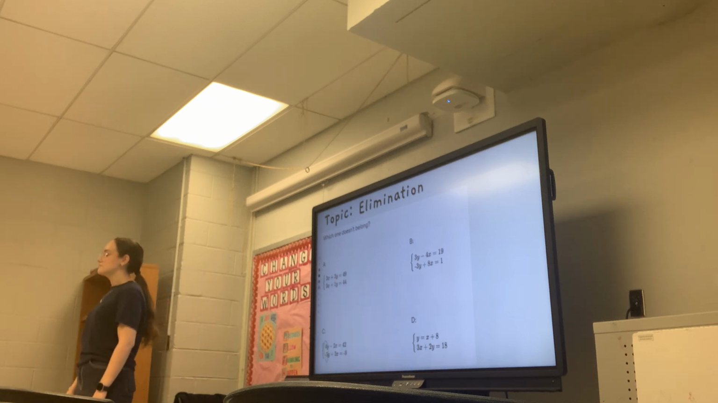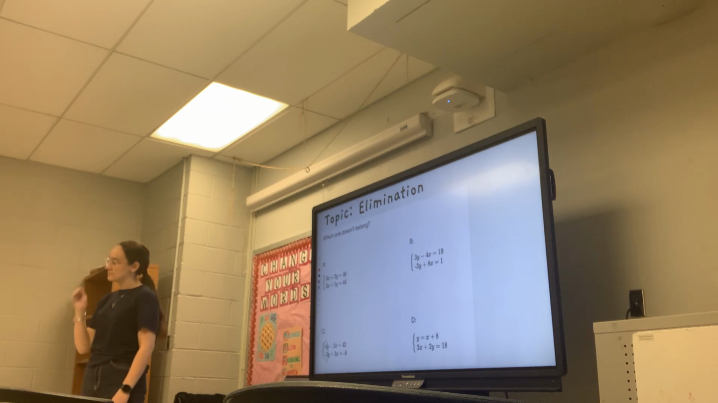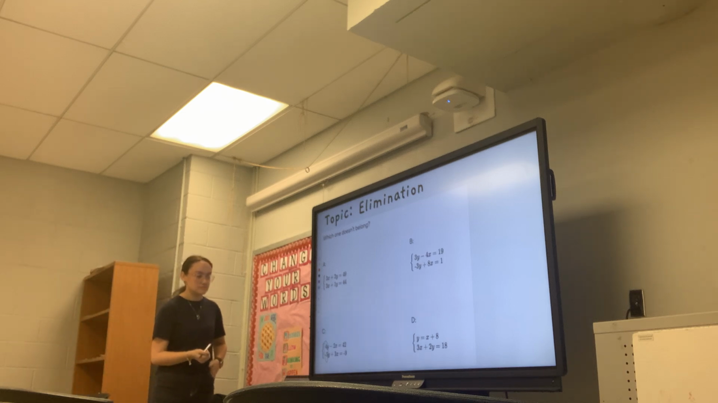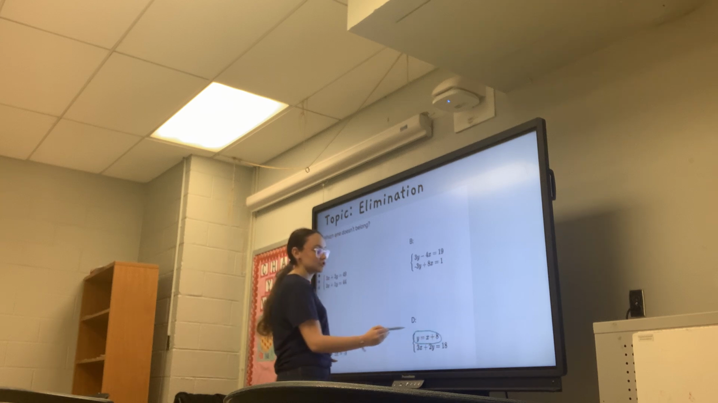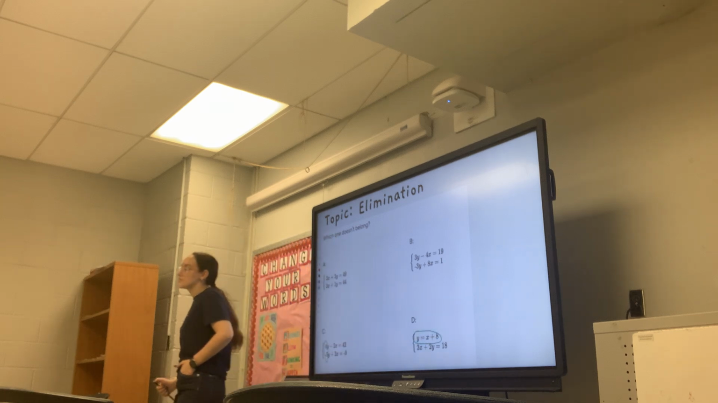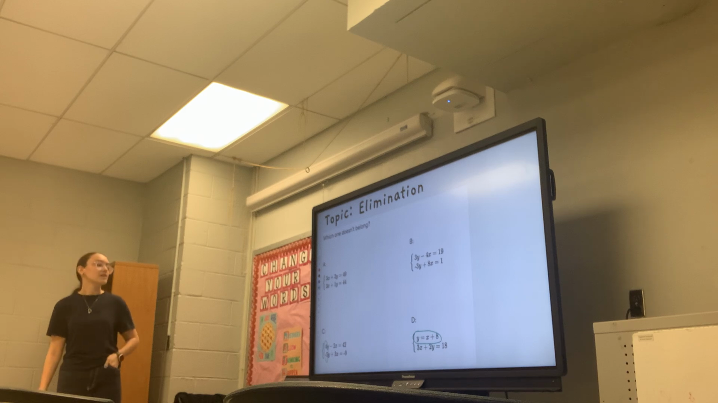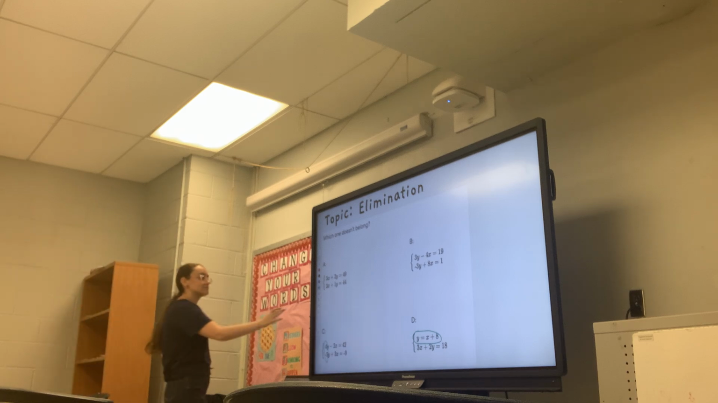Who chose D? Why did you choose D? Because the top equation is the only one without an original variable. Love it. So it looks a little messier. It looks a little different. Nice. All right, let's continue.